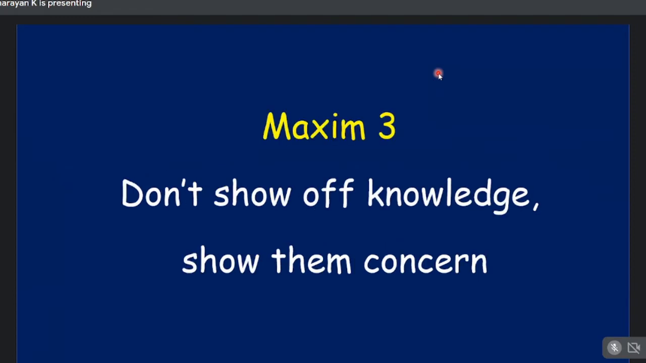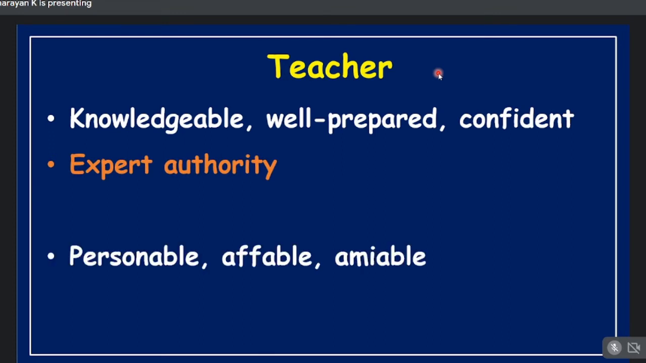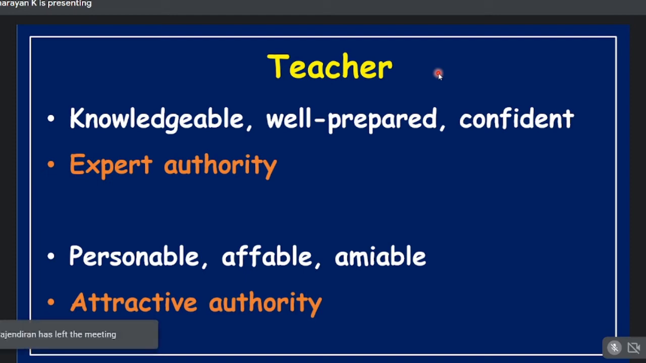Don't show off knowledge, show them concern. This is the third maxim. As a teacher, we are very knowledgeable, well prepared and confident. We are expert. And there is the other component, the second dimension to it, and that is you are amiable, affable, personable, very approachable, and this is what we call, for want of a better word, in the literature, attractive authority, but I think you could even say very amiable or very cordial authority.